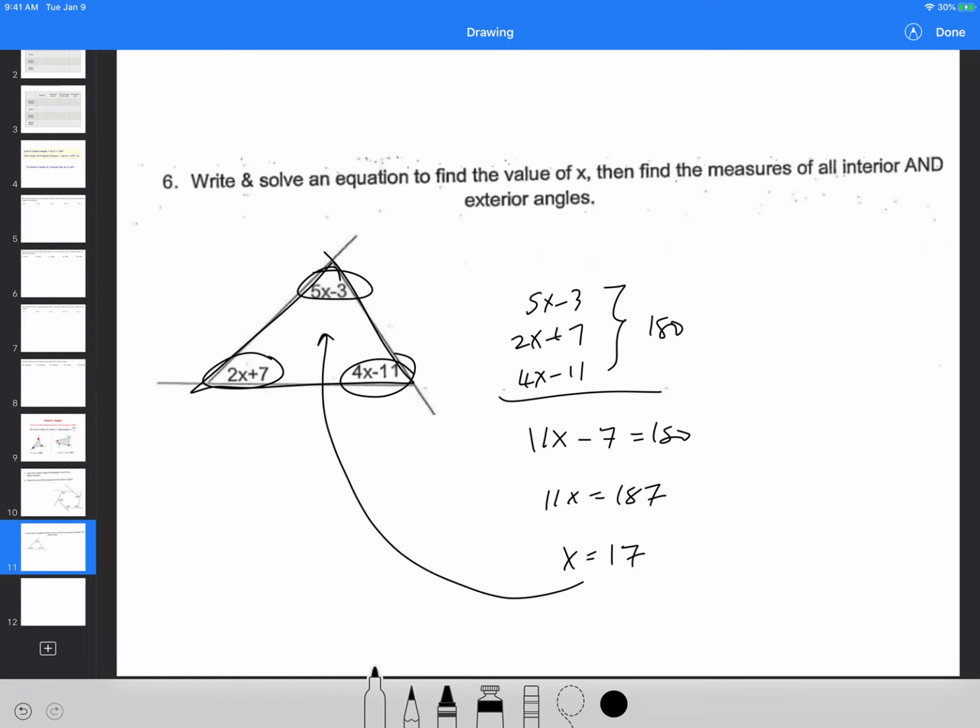Once I plug 17 back in here, because remember, x is not the thing I'm looking for, you have to plug it back in and solve, which means this will make it 85 minus 3. That would be 82. And the exterior angle to that would be 98. Standard stuff.